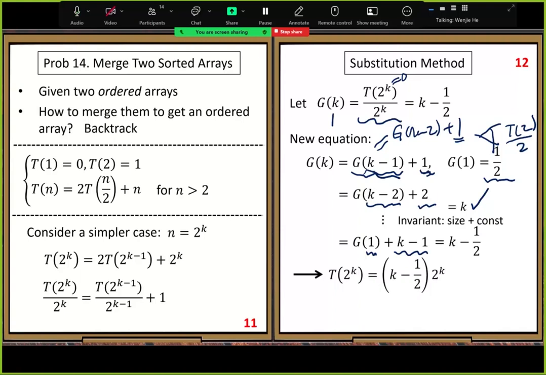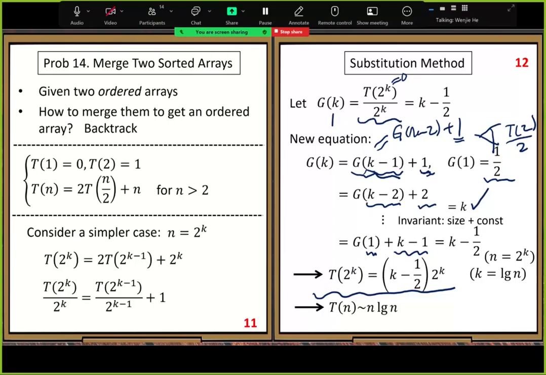So here let's update. T of 2 to the k equals k minus 1/2 times 2 to the k. But 2 to the k is n. N equals 2 to the k, and k equals log base 2 of n. So then we get t of n approximately equal to n times log base 2 of n.